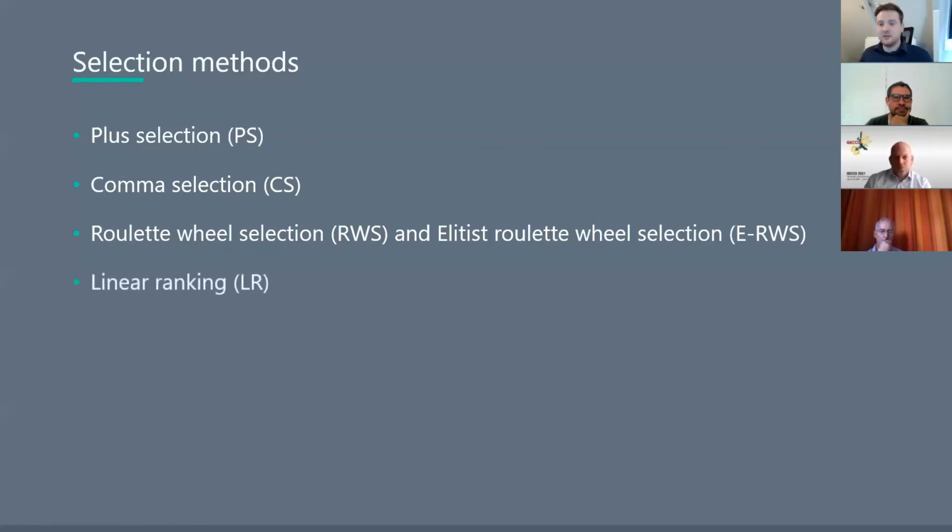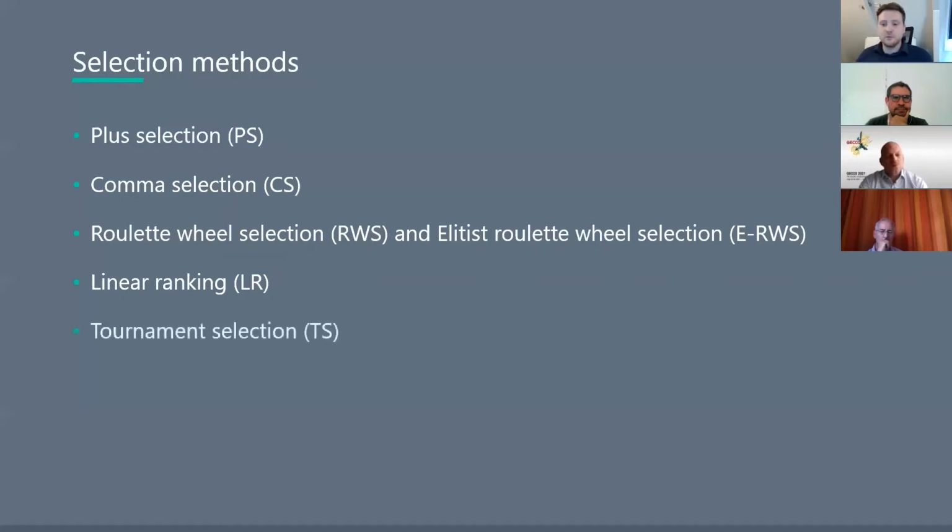Next, we have linear ranking. As I mentioned, the roulette wheel selection assigns selection probability proportionate to the fitness. Linear ranking does so by assigning selection probability according to rank. So you combine the parent and offspring population, sort them by rank, and assign selection probability according to their rank. So this means that a very fit individual will not dominate the whole selection procedure just because it's that much fitter than the worst performing individuals.